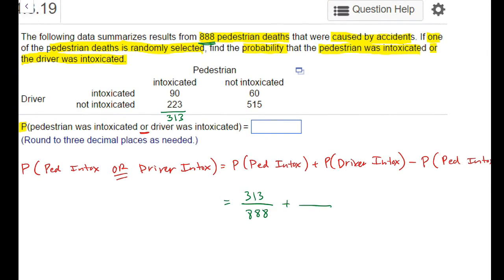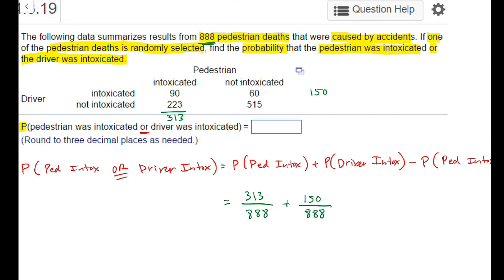Plus, how many different ways can we select a death where the driver was intoxicated? Well, this is the row where the driver is intoxicated, so that's 90 plus 60. So there is a total of 150 deaths where the driver was intoxicated out of 888.